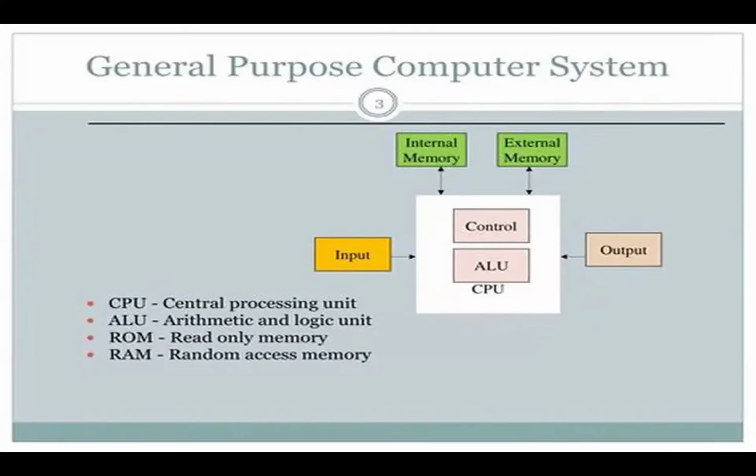So from the input, there is the CPU that receives data, and the CPU, central processing unit, is made of control and arithmetic and logic unit. This exchanges data with internal and external memories. It can be ROM, read-only memory, or RAM, random access memory. And then there is the output.